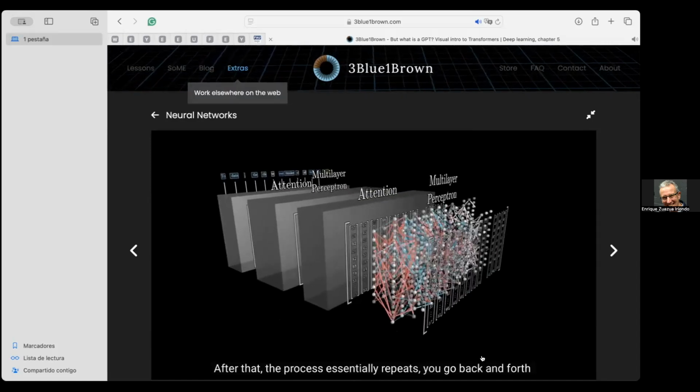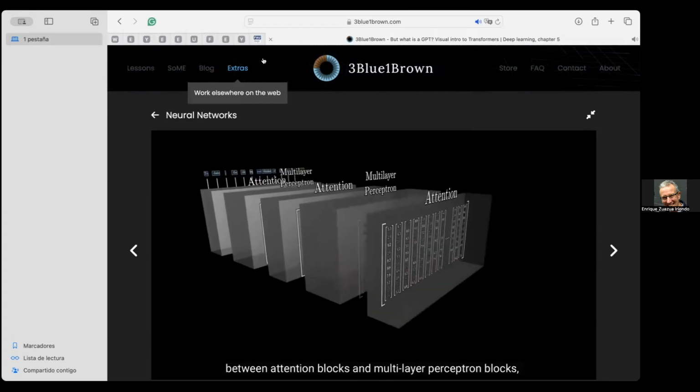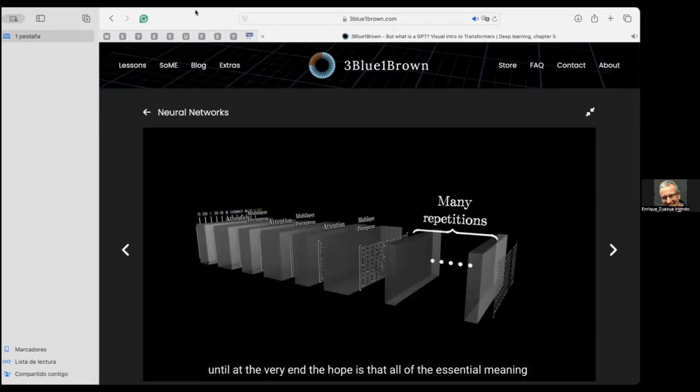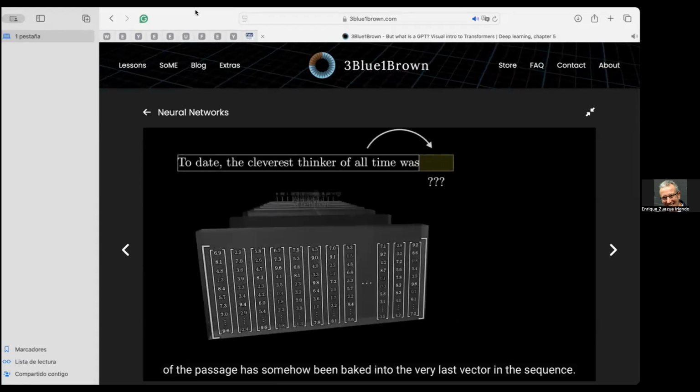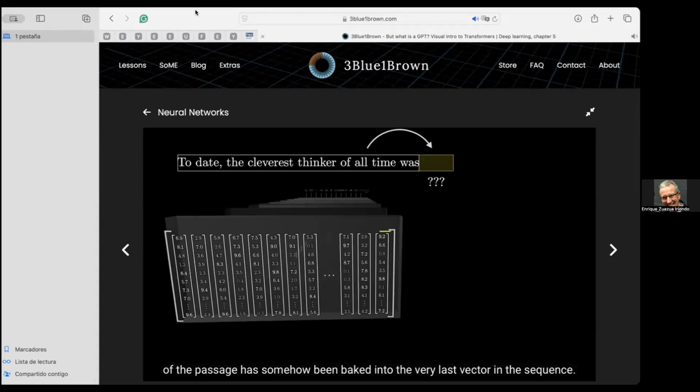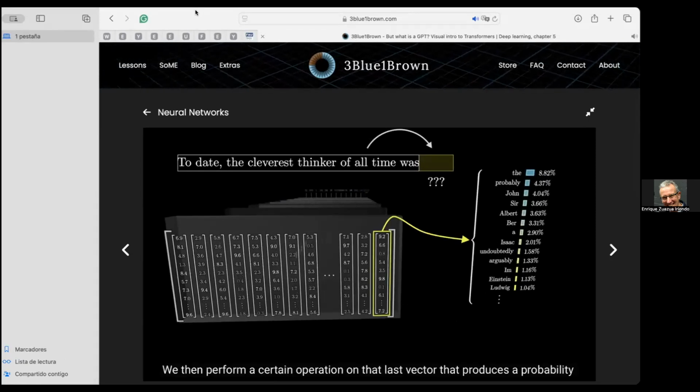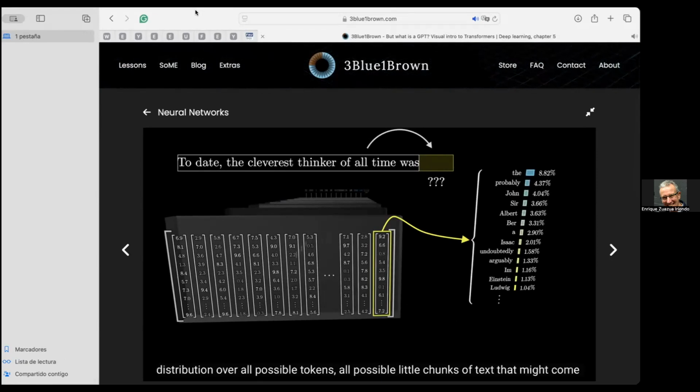You go back and forth between attention blocks and multi-layer perceptron blocks, until at the very end, the hope is that all of the essential meaning of the passage has somehow been baked into the very last vector in the sequence. We then perform a certain operation on that last vector that produces a probability distribution over all possible tokens, all possible little chunks of text that might come next.